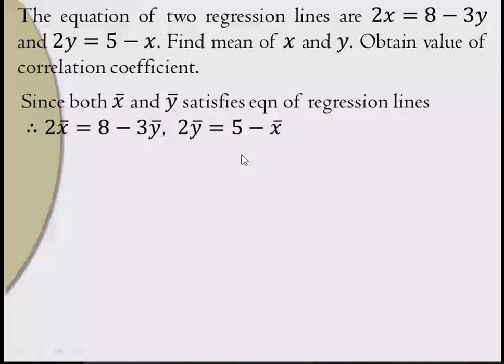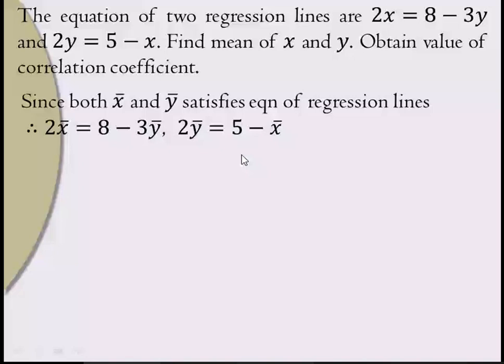x bar comes out to be 1 and y bar comes out to be 2. Otherwise, you make the coefficient of x the same: multiply this equation by 2 and add it to the first equation, x gets cancelled and you can get the value of y bar. The other way, you make the coefficient of y the same, take the subtraction or addition, cancel the y terms and get x bar. That gives us x bar and y bar.